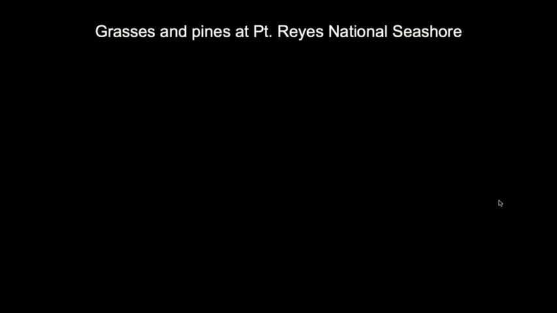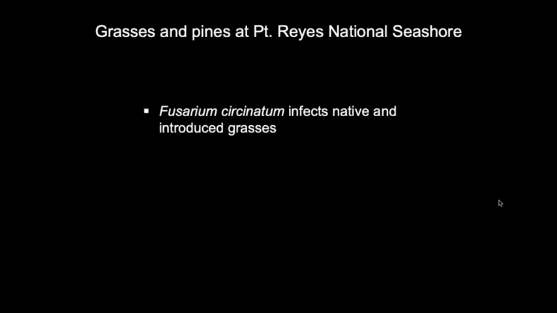So in total then, this research that we did out at Point Reyes taught us a couple of things. First, Fusarium circinatum infects both native and introduced grass species at Point Reyes. We know that it can infect the velvet grass and the California brome. We're unsure if it infects other species because they were not sampled. But for the 2 grass species that we looked at, both of them were positive for infections of this fungus.